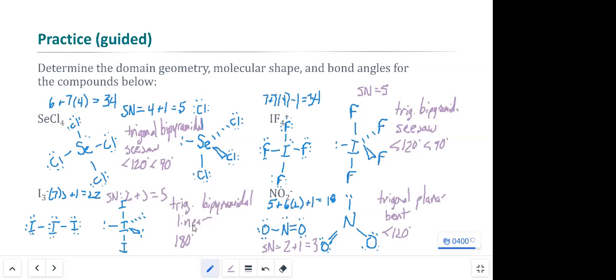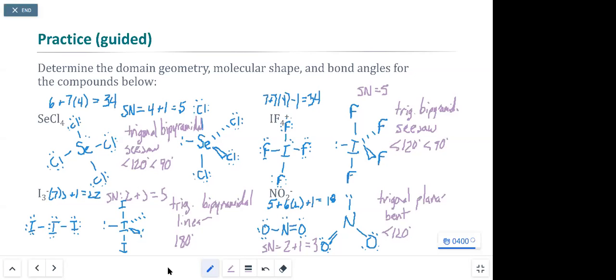For the last one, for the NO2 minus ion, it's the same thing. I've got 3 positions here. One of those positions is different. One of them has a lone pair. This is a polar molecule as a result.